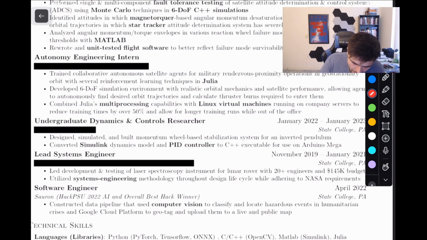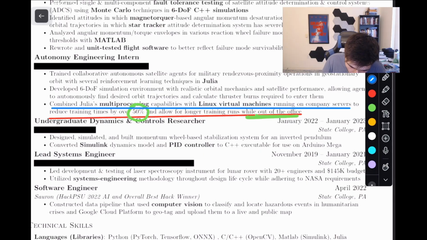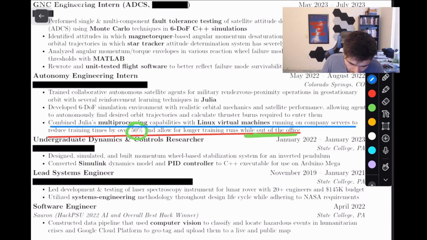I would say the X piece is kind of vague here, which is interesting. I would really say that here, the X and Y overlap pretty strongly, right? The accomplishment is reducing training times and doing training runs while out of the office, whereas the quantification here is really this 50%, and I guess this out of office is more of a 0 to 1 capability. I remember before we were doing everything locally on our machine, right? And then being able to do that on company servers obviously was a huge unlock. And then this Z is really the majority of the bullet here.